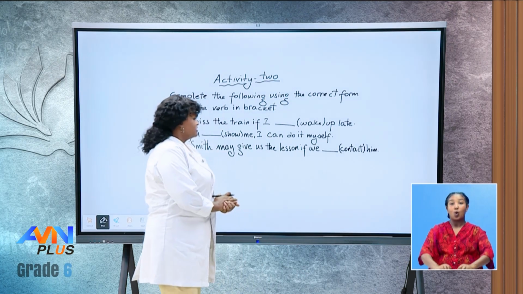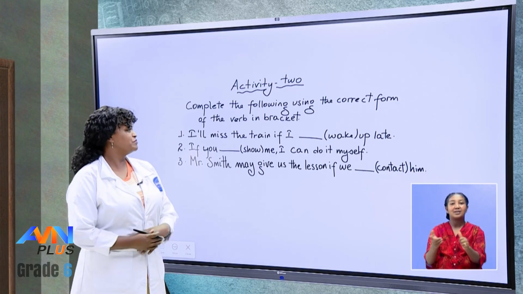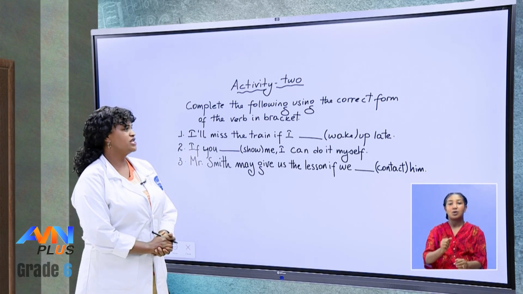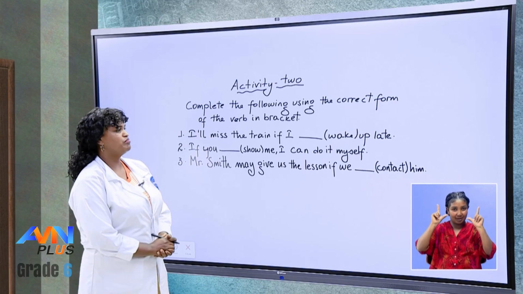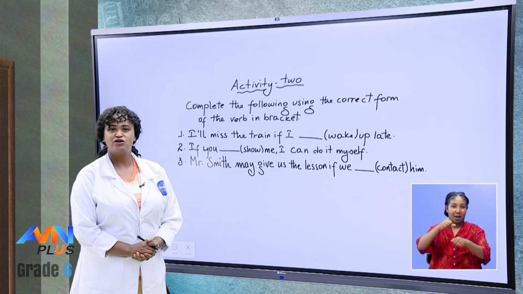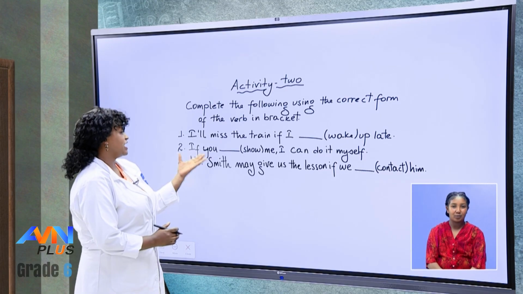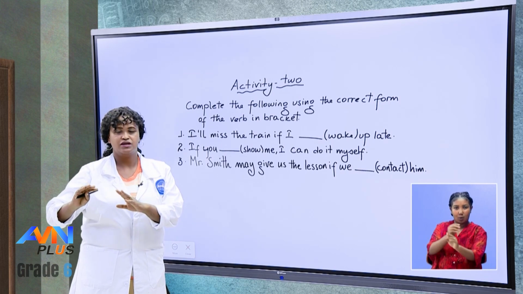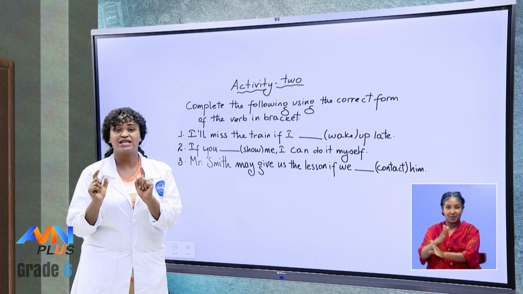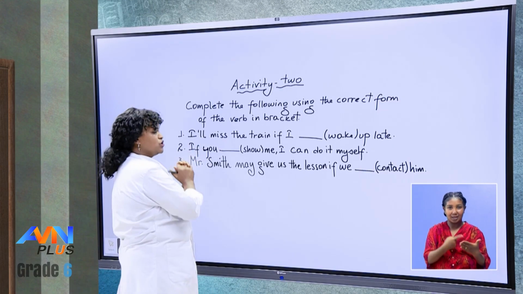All right, here we meet again. The first one, I will miss the train if I blank. Wake is our verb, up late. How do you think is the correct form of the verb? Let's see, as I told you, before we put our answer, we check what? The completed clause. So here the main clause is complete.